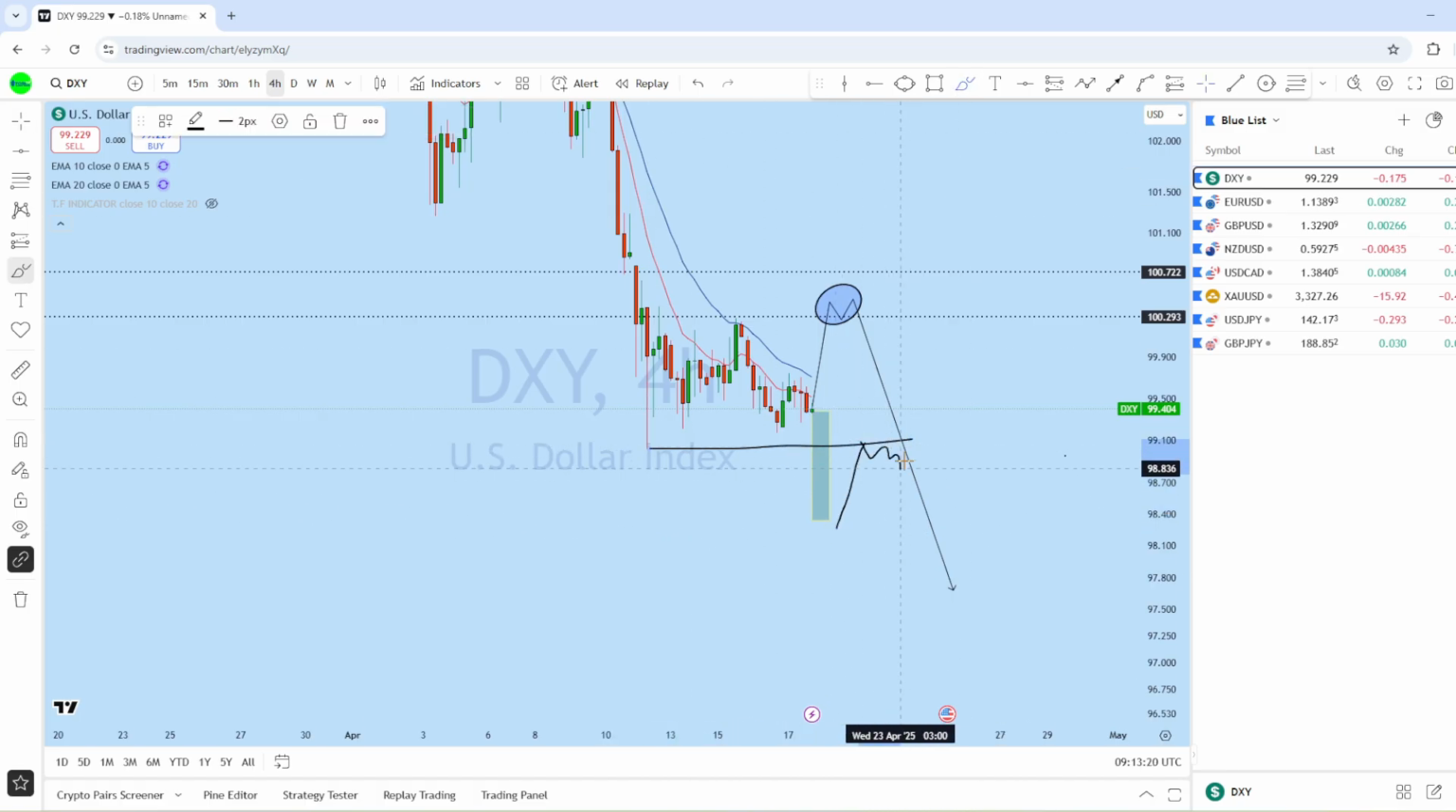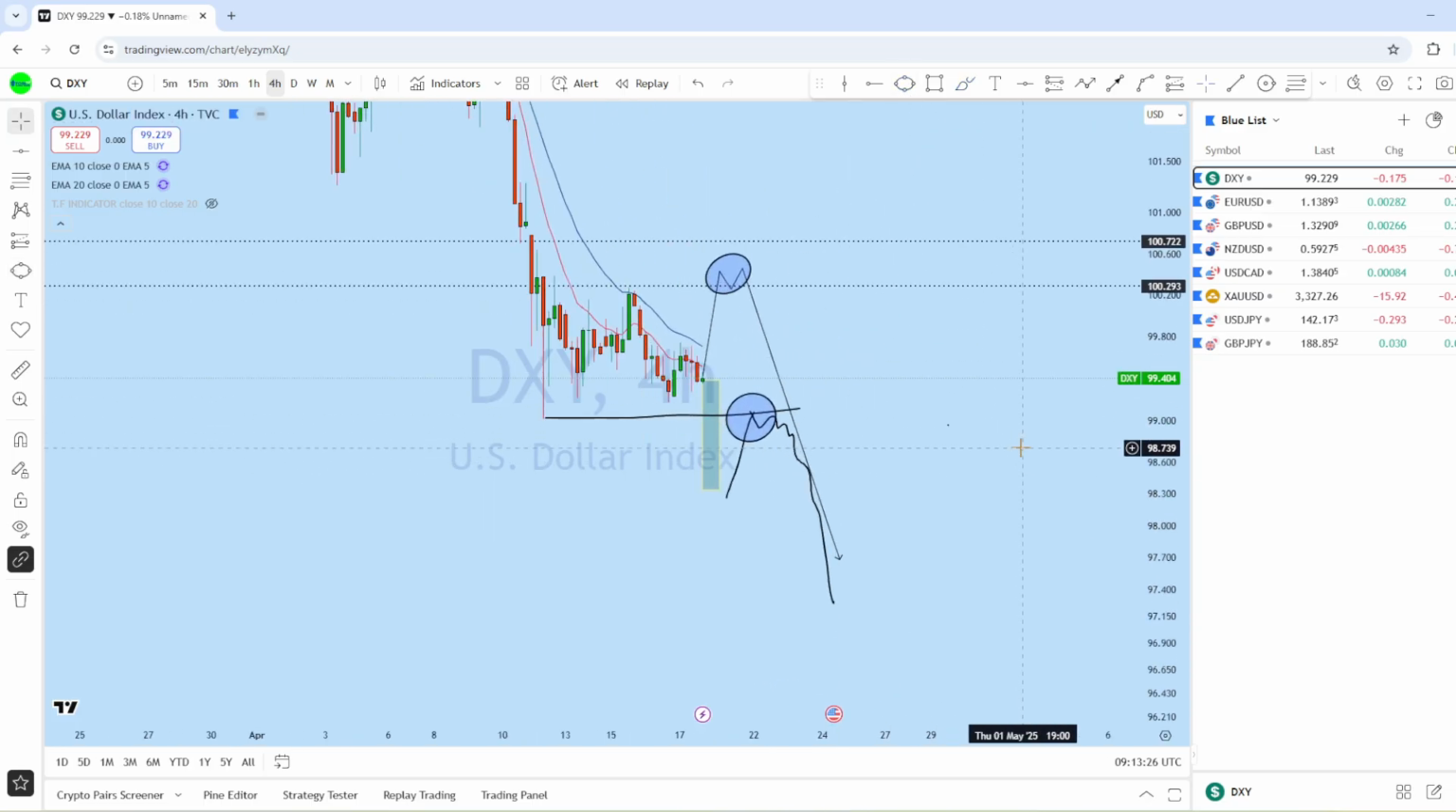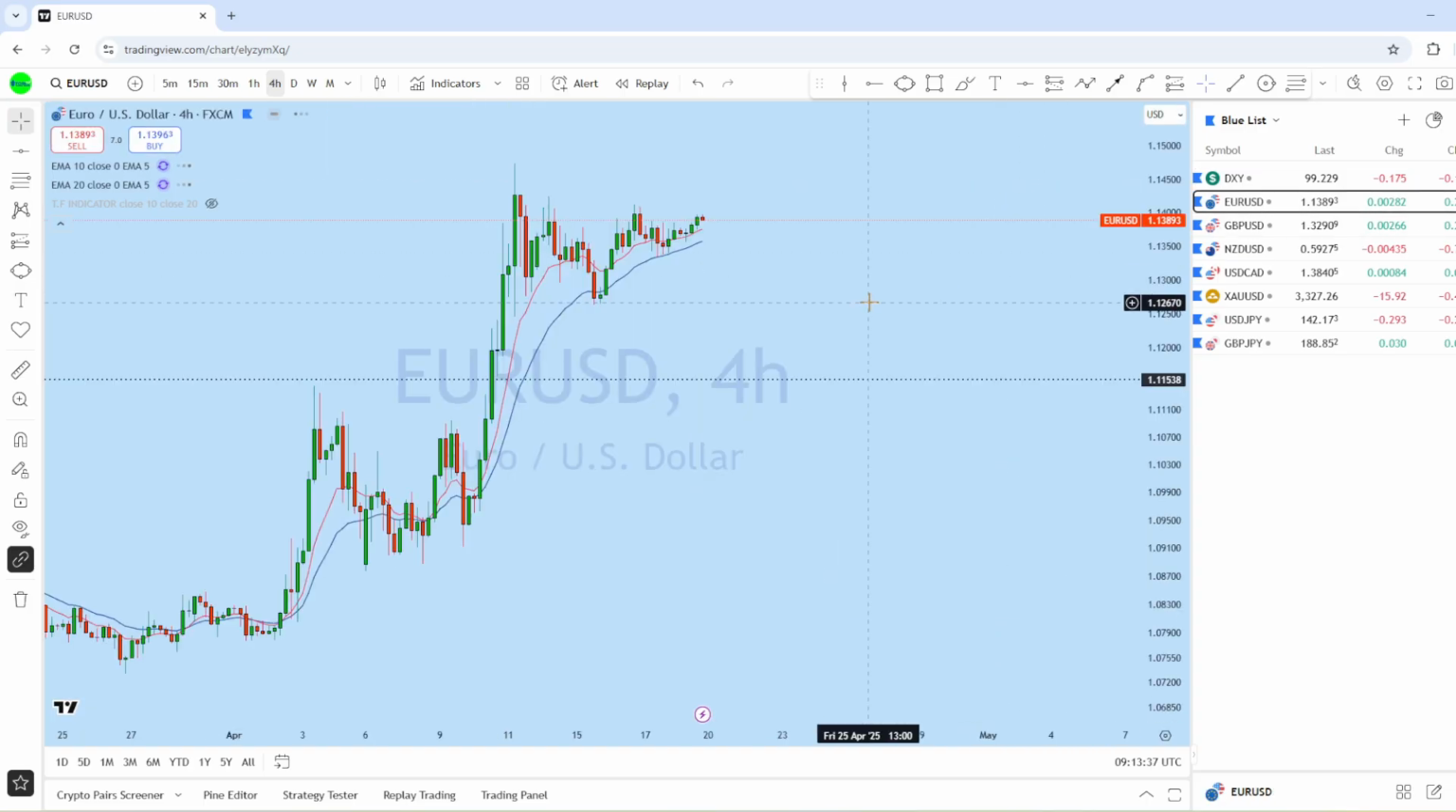If we see the market is respecting that level, this could be the zone that can be looked at for a potential selling opportunity in this market. In either case, we will be looking for potential bearish on DXY. So based on that, let's look at now euro dollar.